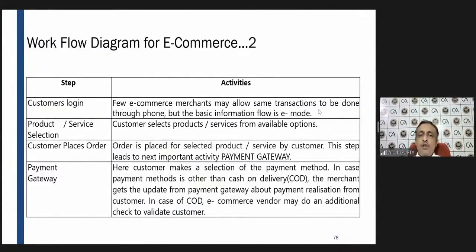Customer login. A few e-commerce merchants may allow the same transactions to be done through phone, but the basic information flow is in electronic mode. The customer selects the products and places the order for the selected product or service. This leads to the next important step, the payment gateway. We've already talked about this. Here, the customer selects the payment method. In case of COD, the merchant gets an update from the payment gateway that payment shall be made after delivery to the customer.